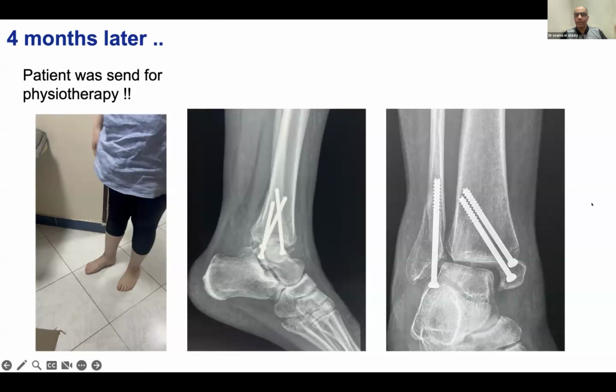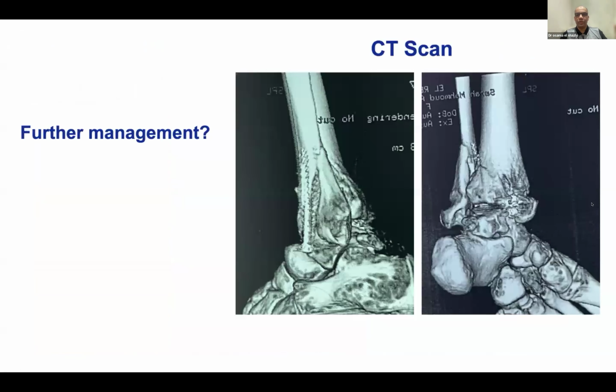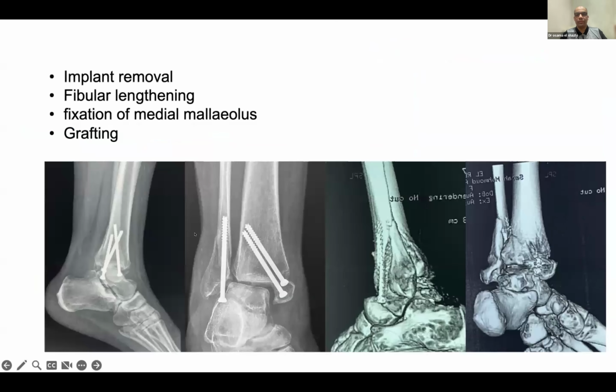Revision. The majority of you say we need to go to revision. This is what I told the patient. We made a CT scan for her to check for nonunion, but actually the screw in the fibula was outside the fracture site. The same was for the medial malleolus. So we planned for implant removal, fibular lengthening, and fixation of the medial malleolus and bone graft.